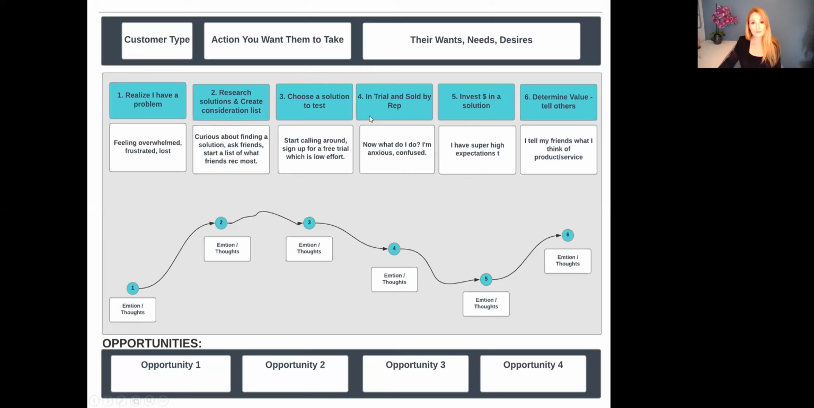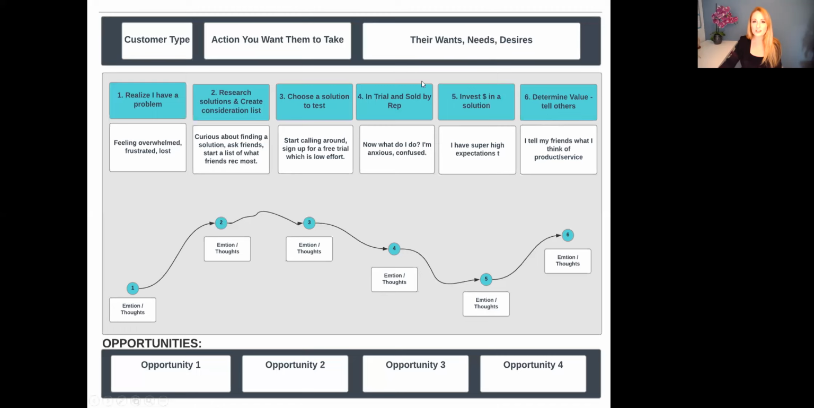So now in the fourth phase, they're in that trial or they're talking with a rep and they're getting more information about pricing and what it would look like to actually choose this solution. In the fifth phase, they actually invest in that solution and their expectations are super high at this point. And then they move on to determining the value that they see for the product or services, and they start telling others.